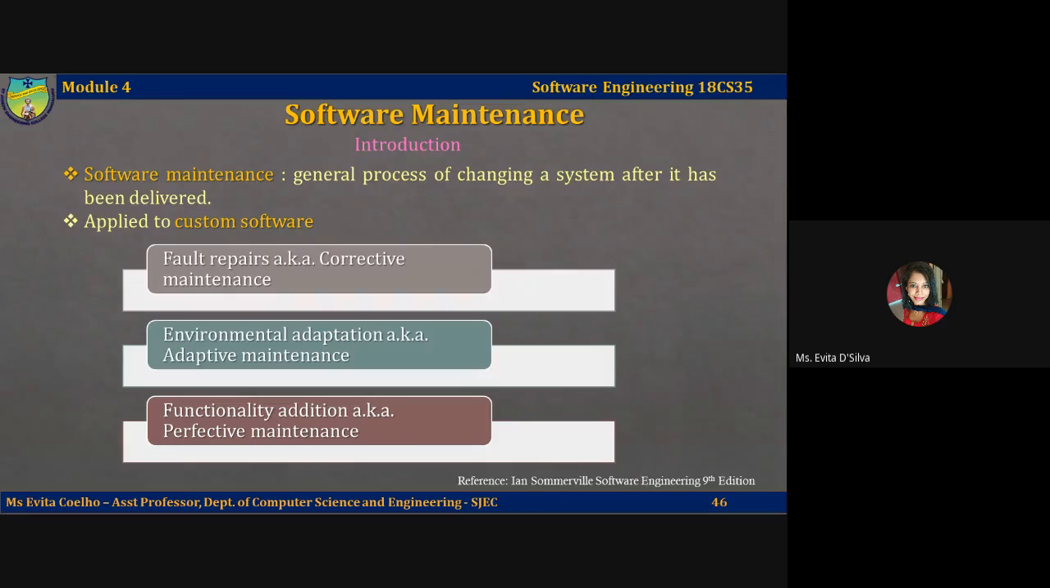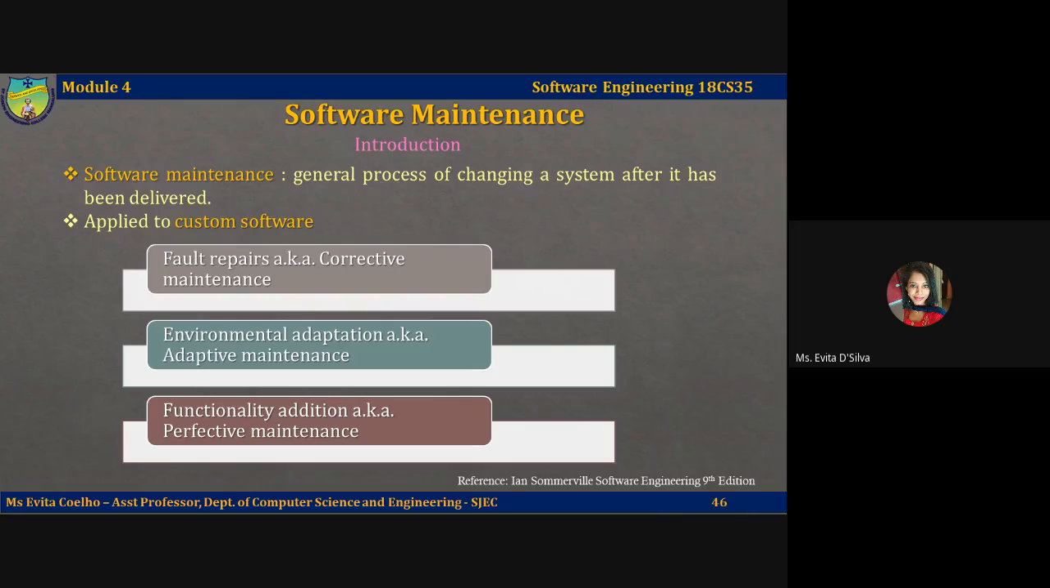In this lecture video, we will talk about software maintenance. What is software maintenance? Software maintenance is the general process of changing a system after it has been delivered or put to use. This term is usually applied to customized software in which separate development groups are involved before and after the delivery. Now, there are three types of software maintenance, and they are listed on the slide.